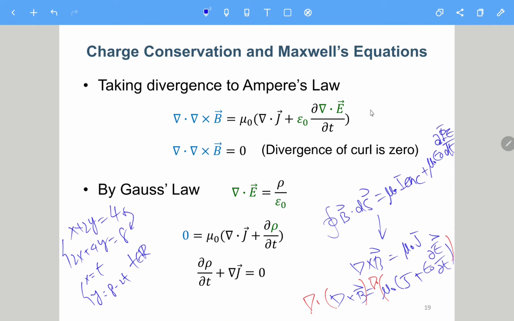Otherwise, if we add a further term, which makes the right side non-zero, then non-zero equals 0, so it won't be correct. So we can say that this is the most correct version of Ampere's law.